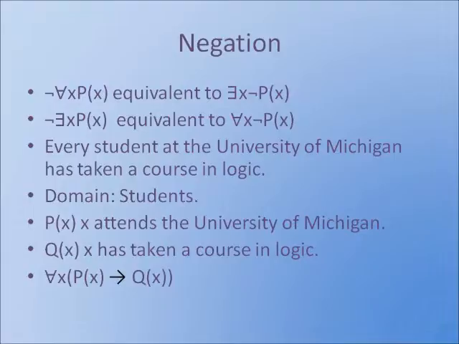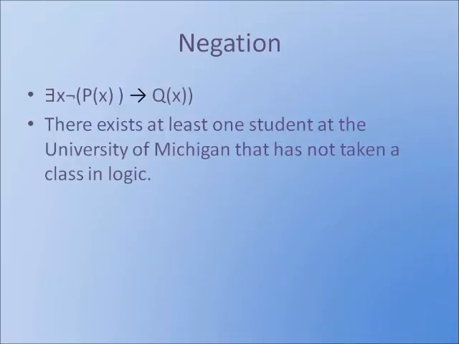This negation makes sense because if you state that every student at the University of Michigan has taken a course in logic and you find at least even one student that hasn't, then the statement fails. We only need one. There needs to exist at least one x, such that someone goes to the University of Michigan yet has not taken a class in logic, and that will make the negation of the for all statement that we had previously.